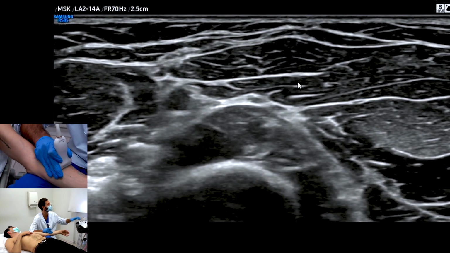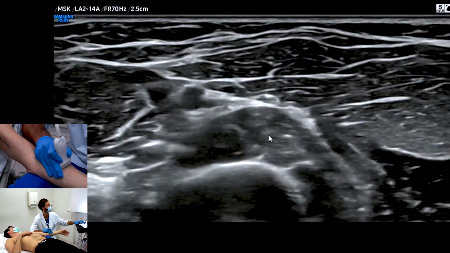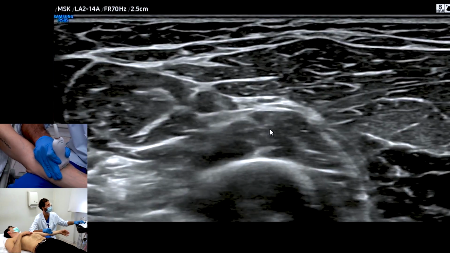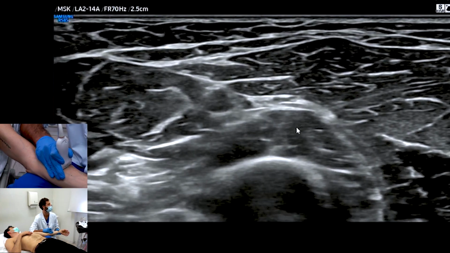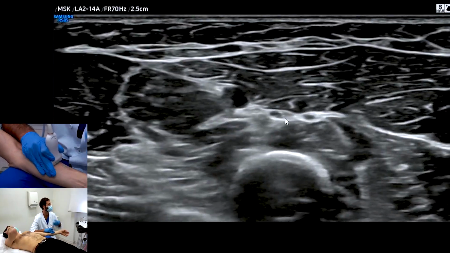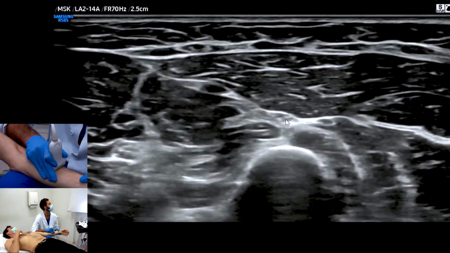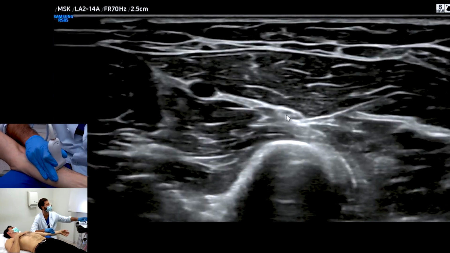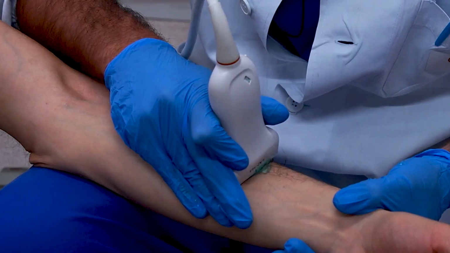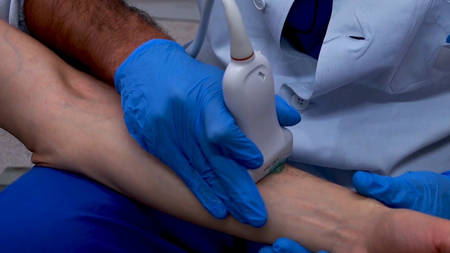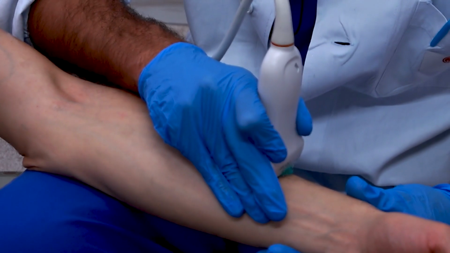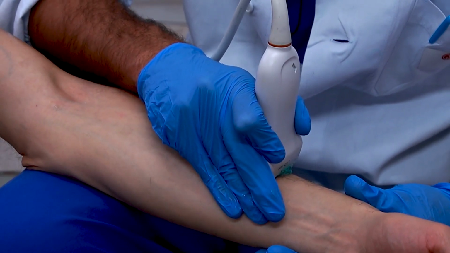You can also note this muscle belly, which is on the medial aspect of the nerve, which is the extensor carpi radialis longus muscle. Moving to the distal part of the forearm, you can also note how this nerve becomes more and more superficial and penetrates the fascia, becoming more superficial and being located in the subcutaneous tissue.